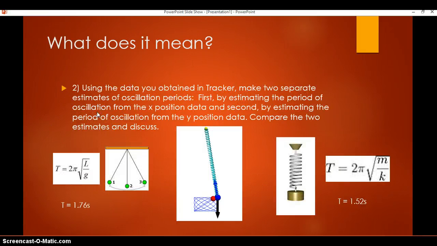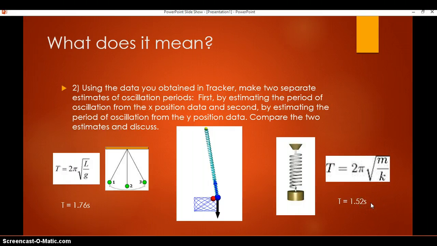So let's head over to the second one. What does it mean? Using the data you obtained in Tracker, make two separate estimates of the oscillation periods, mainly in the x and y. For the x, it's in a pendulum motion, and the period for a pendulum is 2 pi times the square root of the relaxed length divided by gravity, and this gave me a value of 1.76 seconds. For the y component, the period is equal to 2 pi times the square root of m divided by k, and that gave me 1.52 seconds.